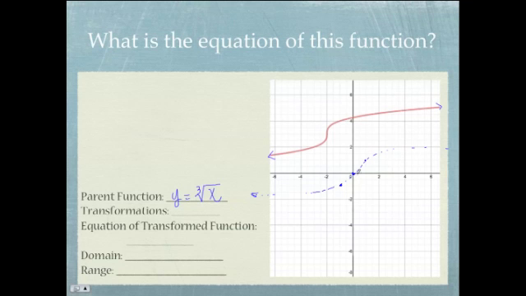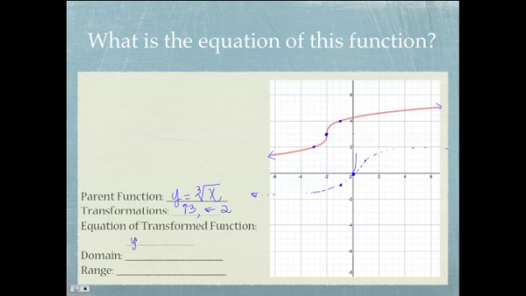So I'm looking for the shifts. My point of inflection is right here and right here. To count up to that, it's up 3 and it's over 2, and it's to the left. I can see that it has those same little 3 points right in a row. So there's no stretch or compression, and there's also no reflection.